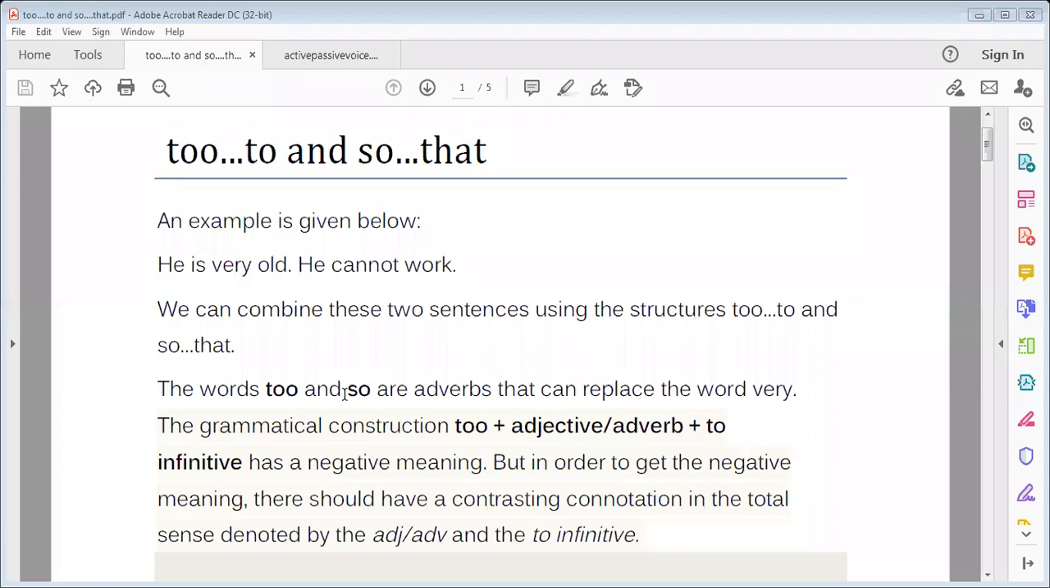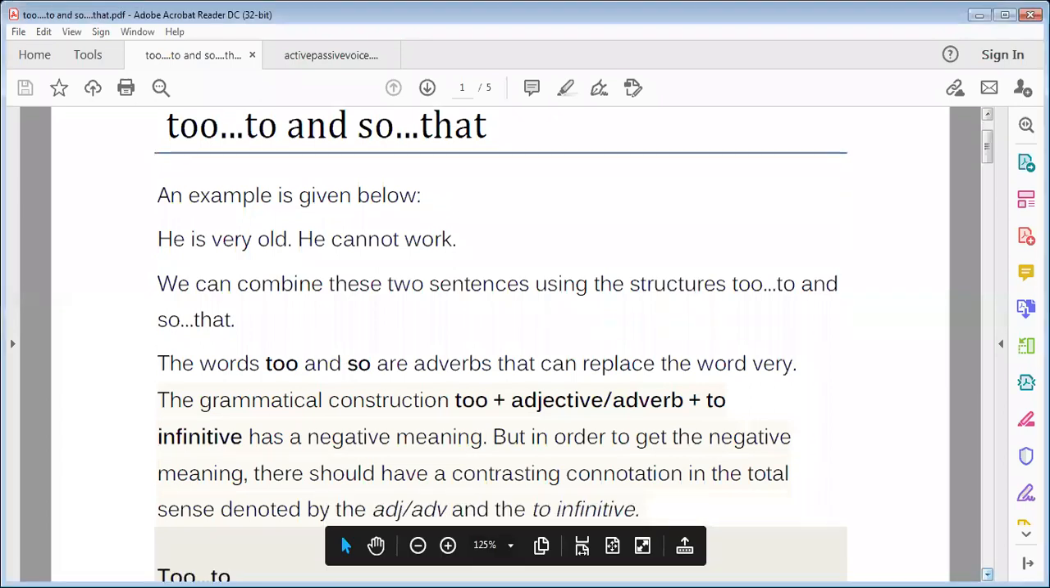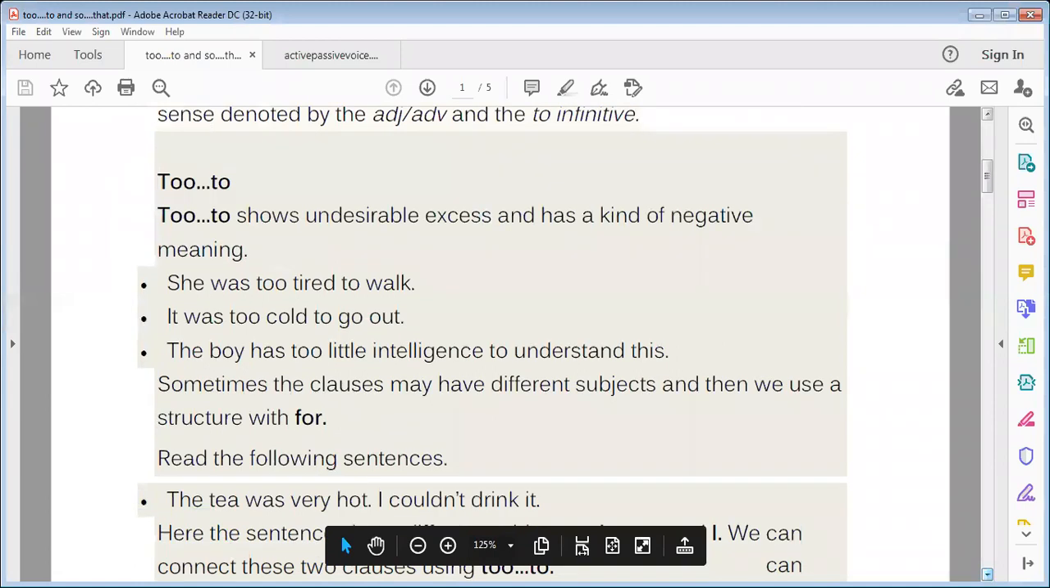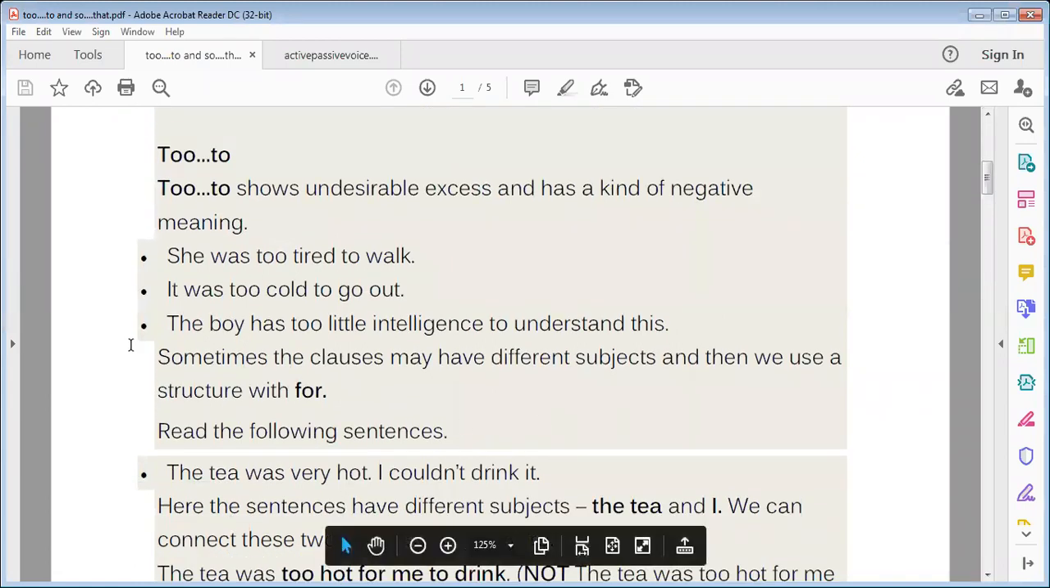To infinitive means what? To plus verb has a negative meaning. But in order to get the negative meaning, there should be a contrasting connotation in the total sense denoted by the adjective or adverb. Okay, ignore this, ignore this. You will get confused. Just look here, to. What does it represent? To shows undesirable excess and has a kind of negative meaning. It has a negative connotation to it.